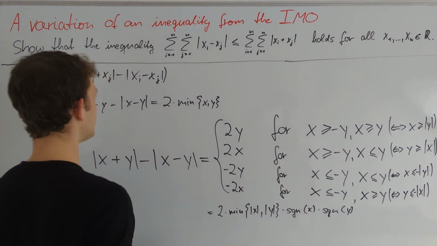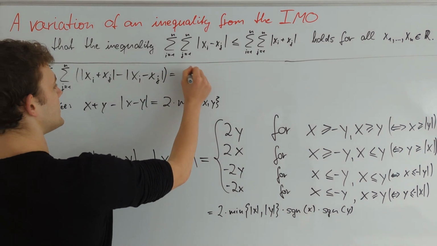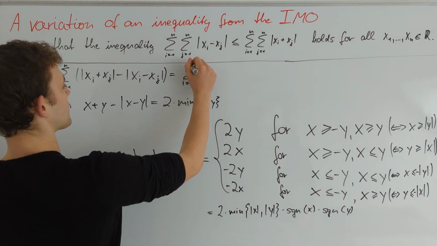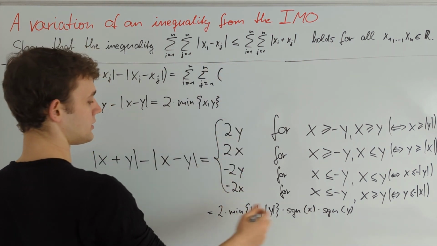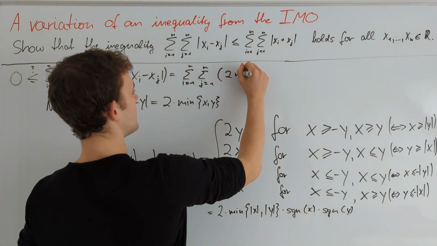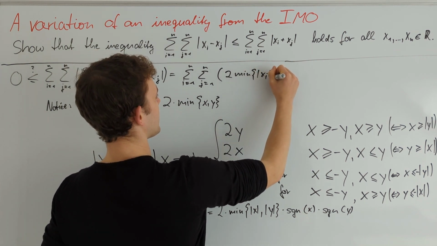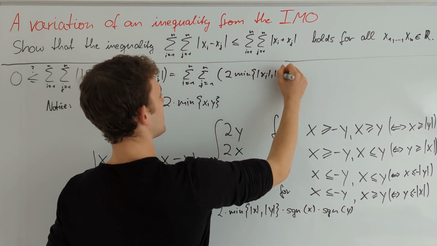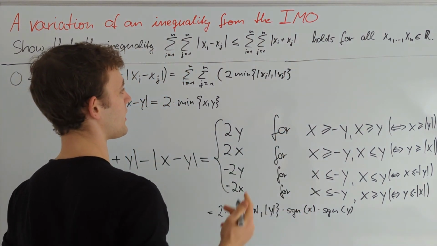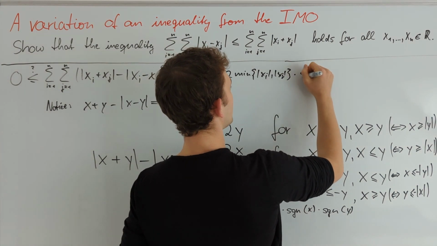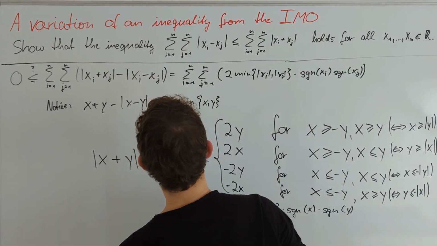We can plug this in to our original sum to get that all of this is equal to the sum of i and j going from 1 to n of 2 times the minimum of the absolute value of xi and xj times the signum of xi and the signum of xj. Now we can see why this reformulation is really useful.